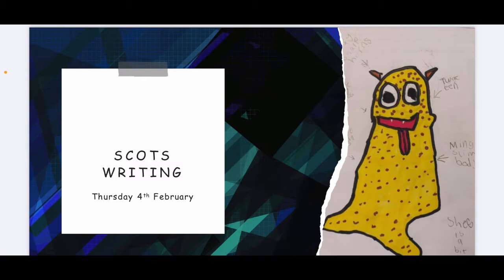We're going to be using the monsters we created last week to do some more writing using lots of Scots vocabulary. And throughout this video you might see little monsters that you might recognise from last week's learning. And that's right, that's Ella's on the screen there. Well done, Ella. I absolutely love your monster.